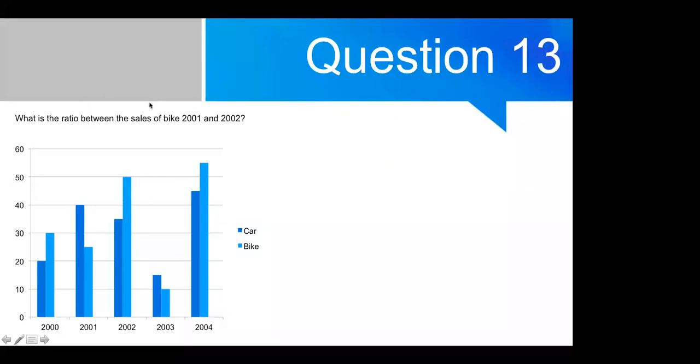Question number 13. The ratio of bike sales of 2001 to 2002. 25:50, that is 1:2.